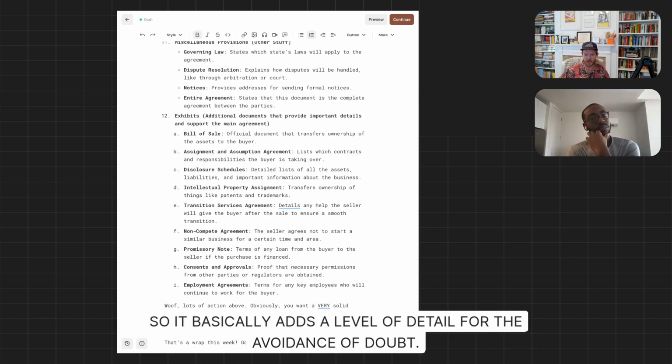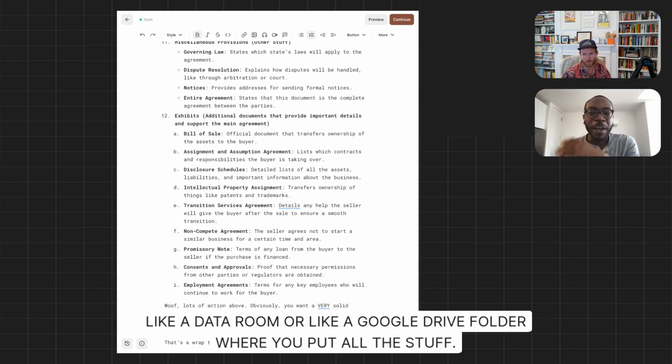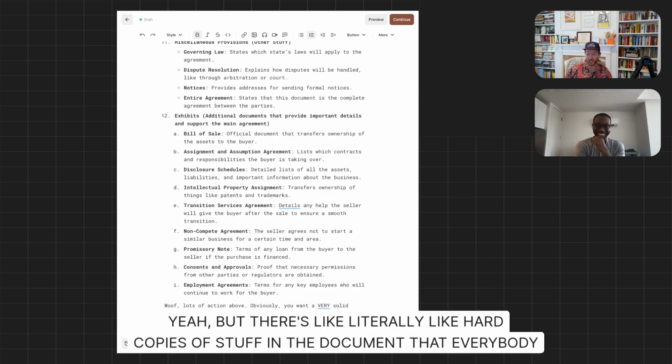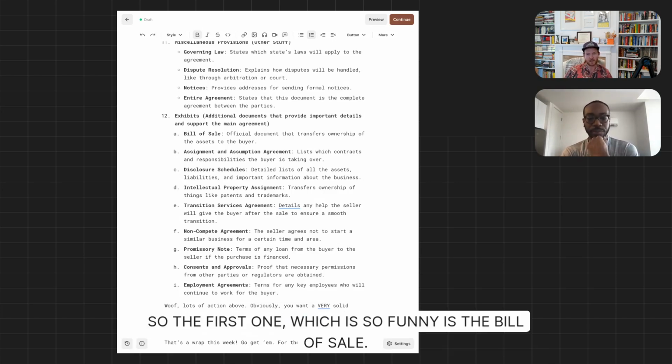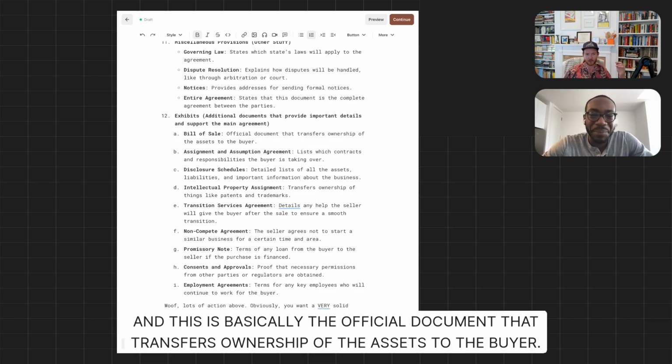So it adds a level of detail for the avoidance of doubt. There's some legal jargon for you. So it's like a data room, like a Google Drive folder where you put all the stuff. Yeah, but there are literally hard copies in the document that everybody signs. True. The first one, which is so funny, is the bill of sale. You get a receipt of some kind when you buy a business. Yes, this is the official document that transfers ownership of the assets to the buyer.